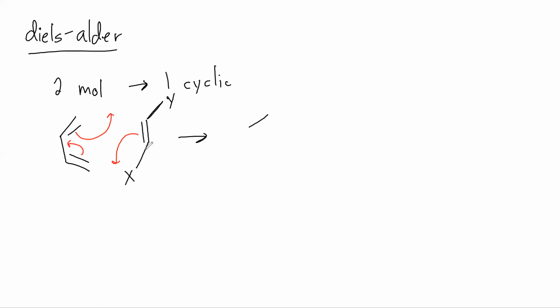So we have 1, 2, 3, 4, 5, 6. And so here's Y, here's X. These would have stereochemistry, but I'll get into that in a little bit. So we can see here that now there's a double bond right here. So I'm going to show you where each of those pi electrons went. So this first pi electron pair made this sigma bond. This pi electron pair made this sigma bond, and finally this pi electron pair made this new double bond.